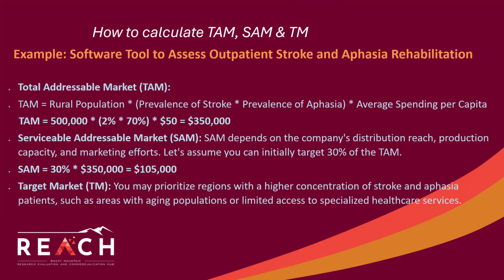Your SAM, again, depends on your company's distribution reach, production capacity, and marketing efforts. Let's assume you can initially target 30% of the TAM. So the formula would be 30% times 350,000 equals 105,000. In your target market, you may prioritize regions with a higher concentration of stroke and aphasia patients, such as areas with aging populations or limited access to specialized healthcare services.